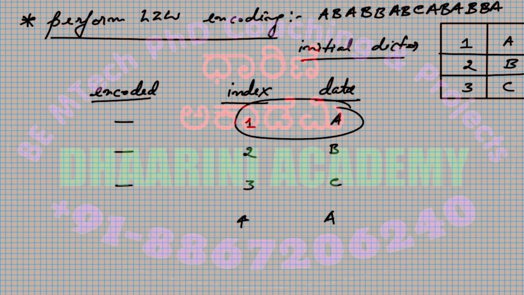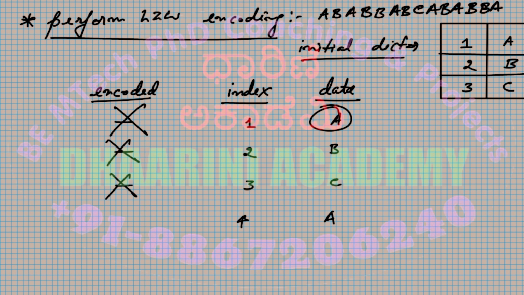So you see, I told you one point earlier: this method will never encode a single character. Like A will not get an encoded output, correct? Do you remember I told earlier? B will not be encoded as it is. C will not be encoded as it is. That's why we have written dash dash dash for the encoded column of the first 3 entries of the dictionary, because those are the 3 different characters we see in the incoming data. So it is not encoded.